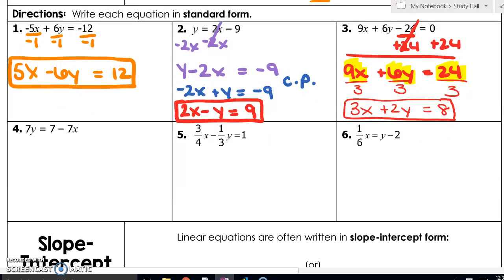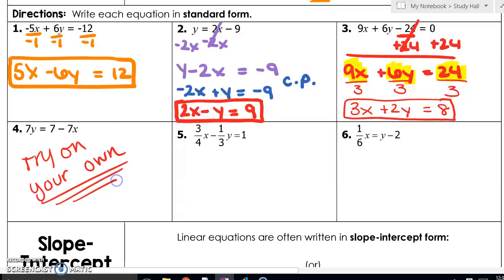Okay, I'm going to leave number 4 for you to do on your own. And I'm going to check this packet. So make sure that you complete this one on your own.